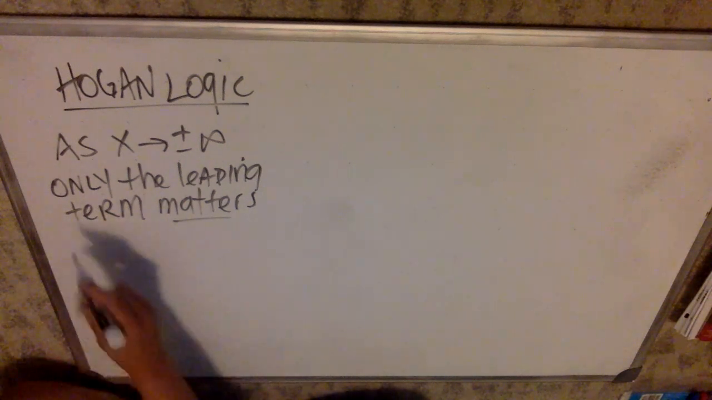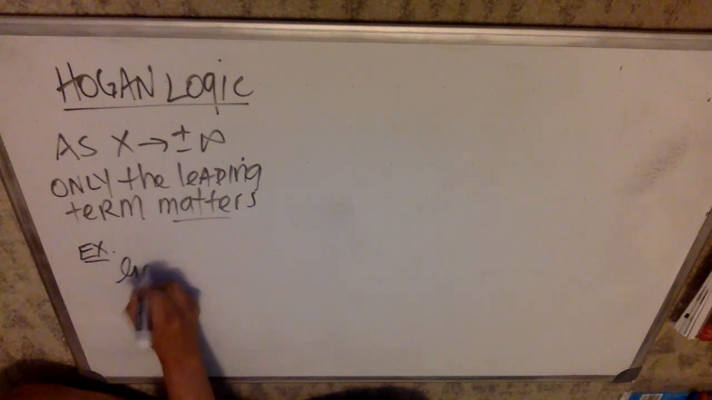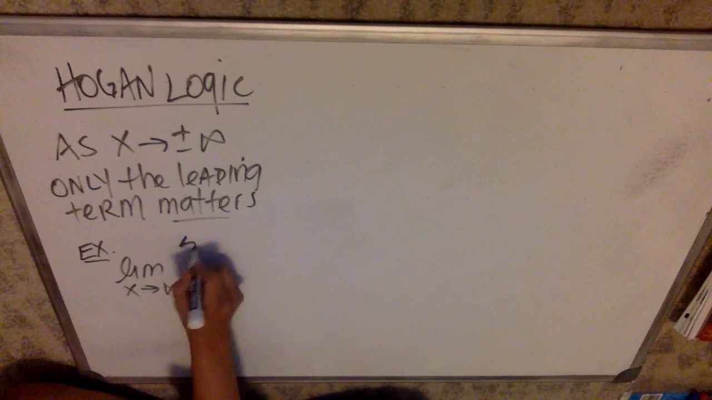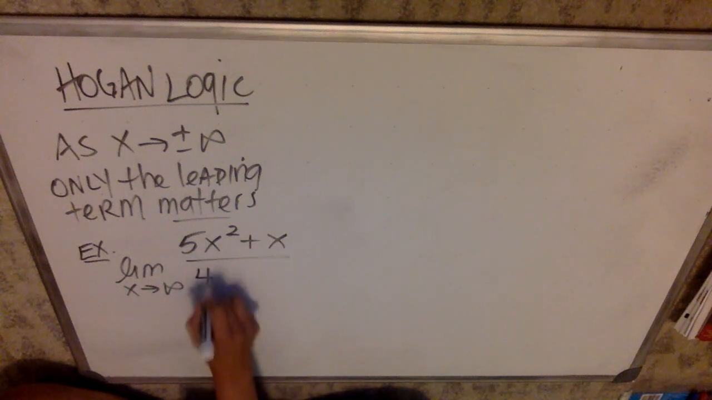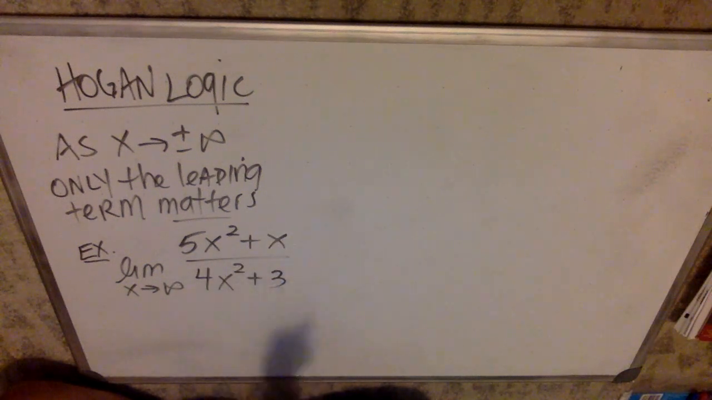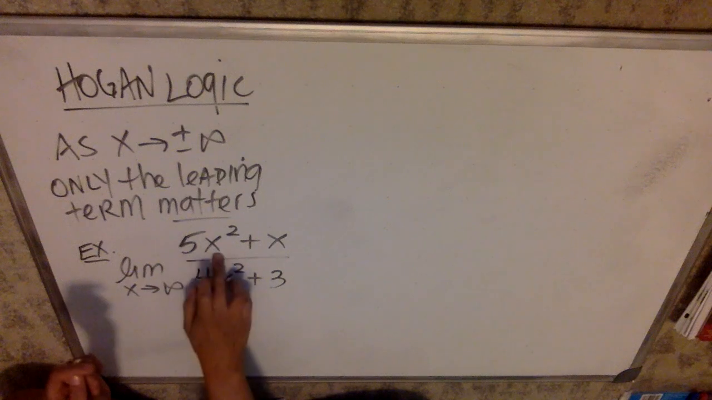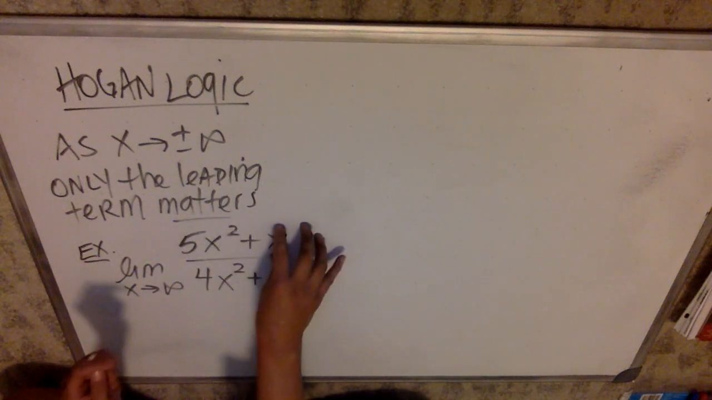Okay, so let me show you an example. As an example, let's talk about the limit as x approaches infinity of 5x squared plus x over 4x squared plus 3. Okay, here's my logic. Pick a big number. In fact, don't even pick that big of a number. Pick a 10. If you plug in a 10 here, you get 5 times 100 plus 10. Compared to the 500, the 10 is very, very, very small, right?